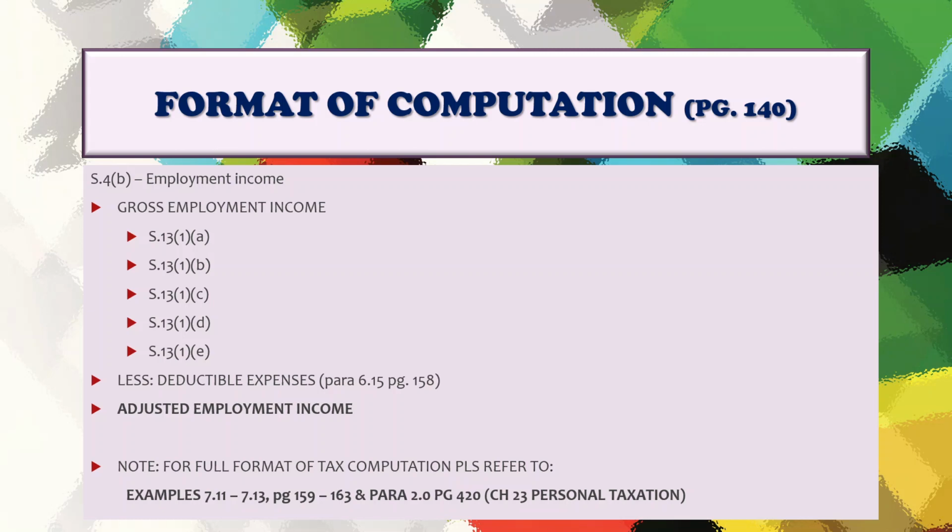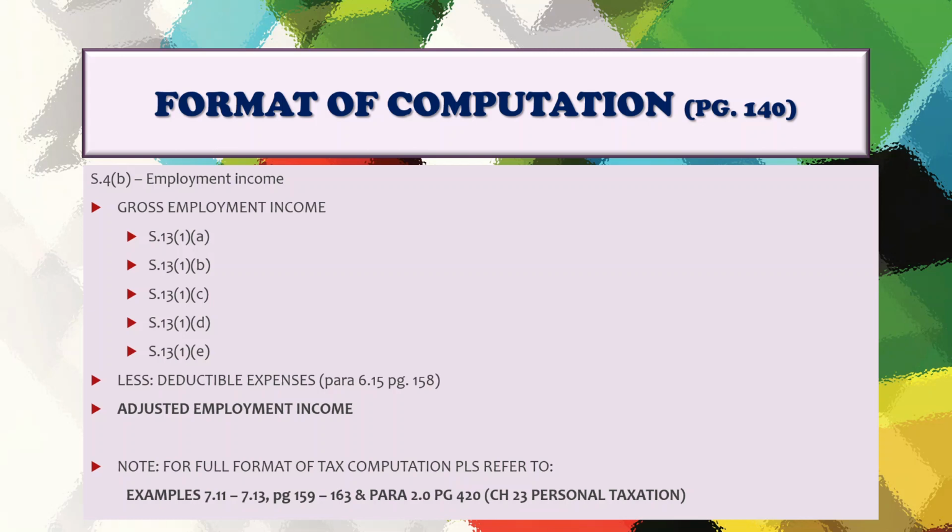Example 7.12 is when you would have two employers. So there are different situations, and this is what you need to master. You definitely need to know the format, and which item goes where in between the respective sections. Basically that is all about employment income that you need to know.